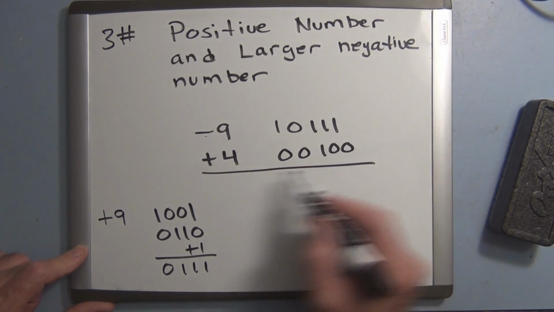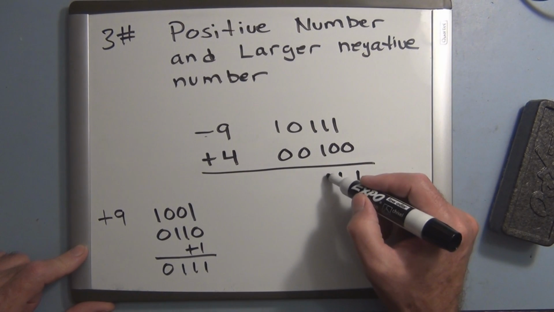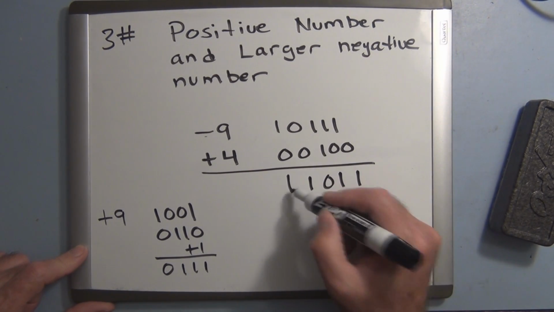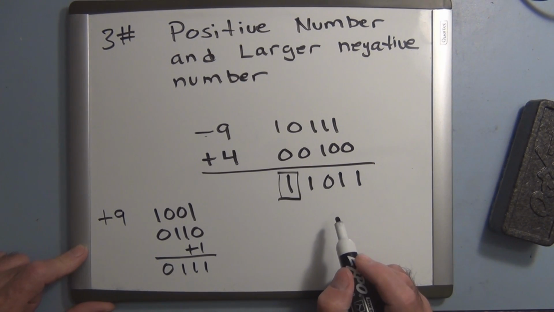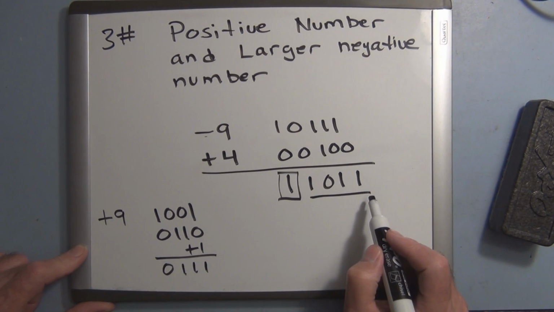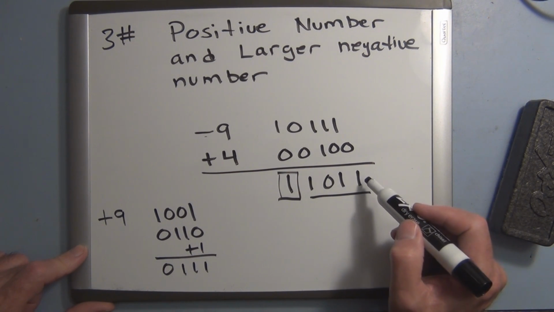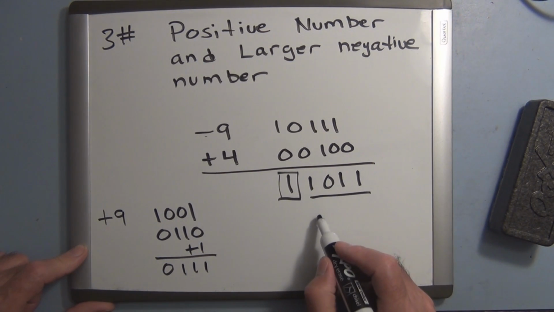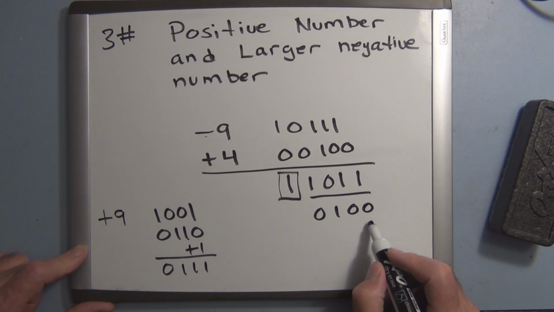So now if we just add these two numbers together, we have 1, 1, 0, carry the 1, and a 1. The sign bit is telling us that we have a negative number here, so the magnitude portion must be in the 2's complement. To see what the true magnitude form of this number is, we have to complement this again. So we have 0, 1, 0, 0, and then add a 1. That gets us back to the true binary form.